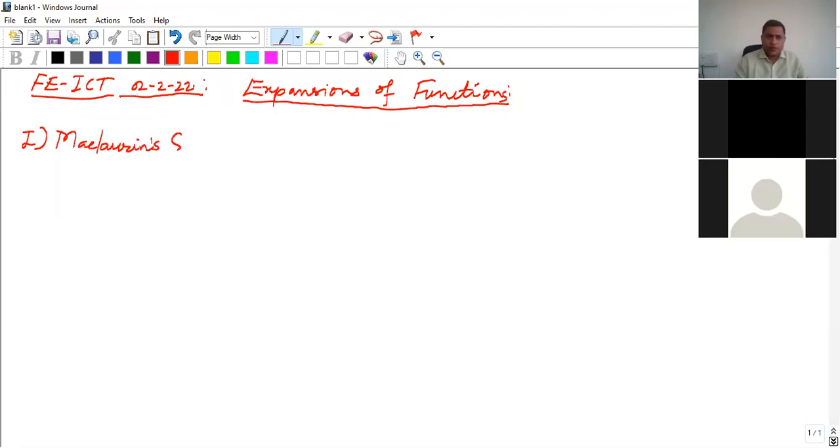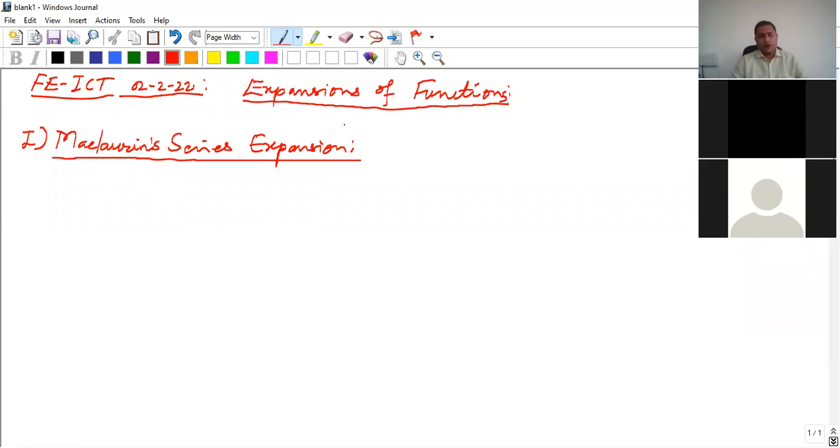So, Maclaurin's series expansion. We could use the abbreviation MAC, but MAC is used many times for other things, for example mean square error. So we should not go for an abbreviation which is not standard. We go with Maclaurin series expansion.